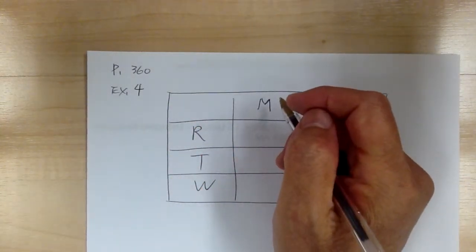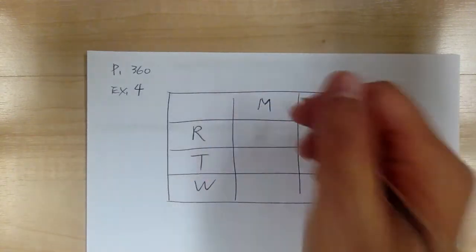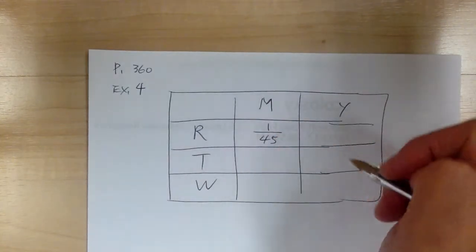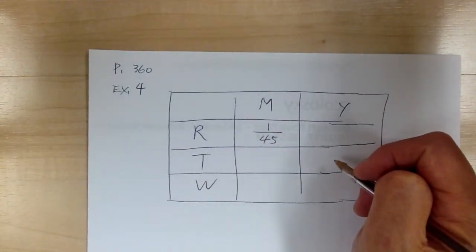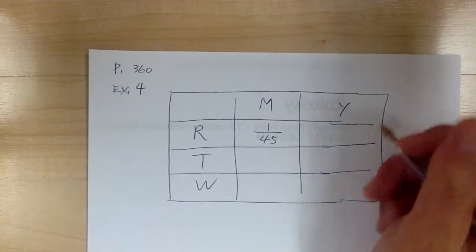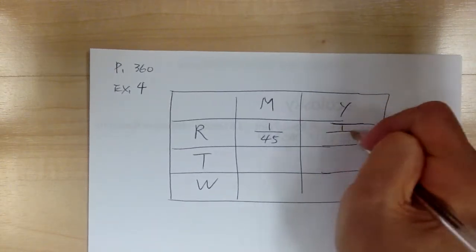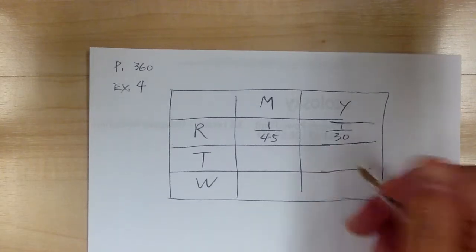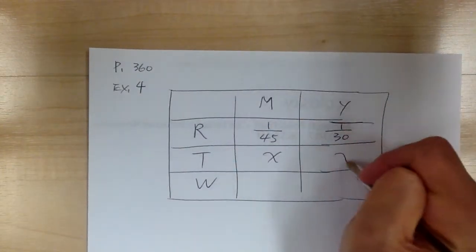So Mary can wash a car in 45 minutes. That means every minute she can do 1/45, right? So you just invert that. Yuki can wash a car in 30 minutes. That means every minute she can do 1 over 30, right? It says how long will it take? So you don't know, so that's your x, right? So they work together.